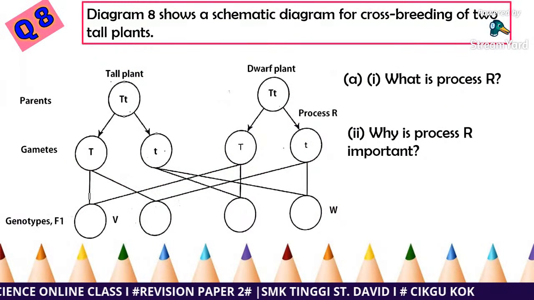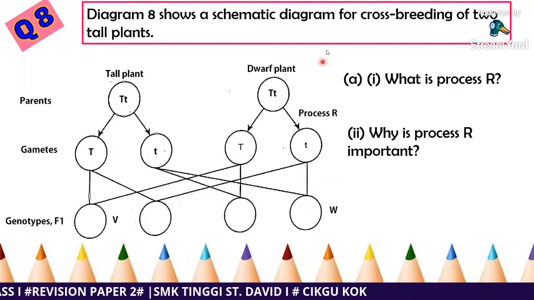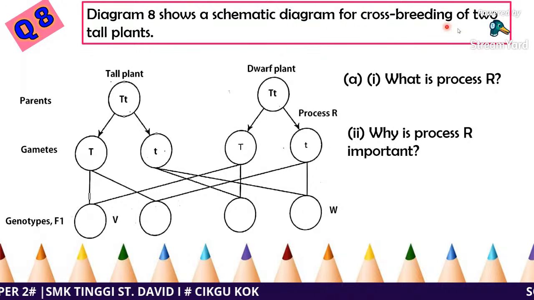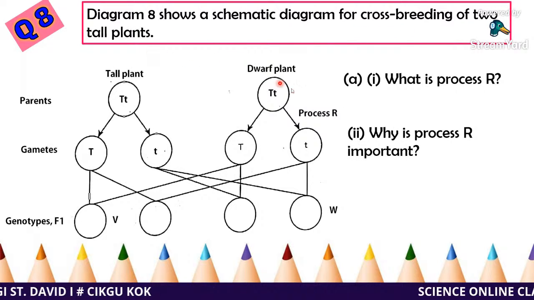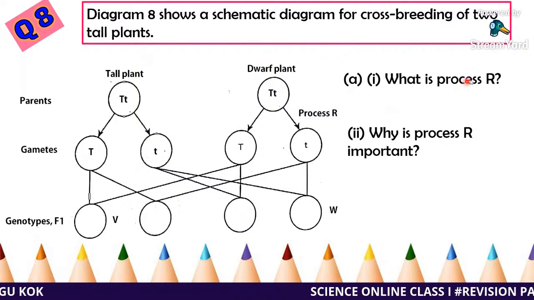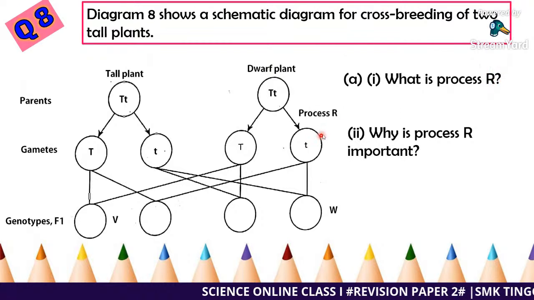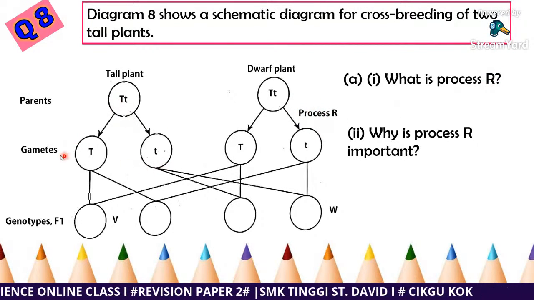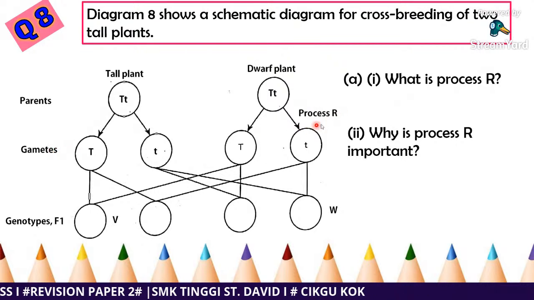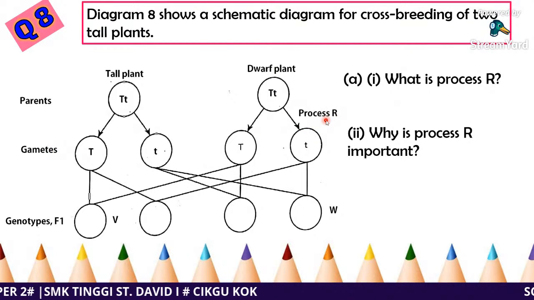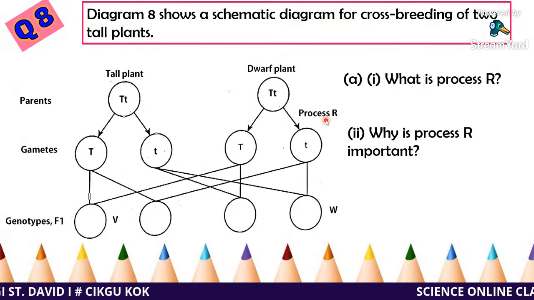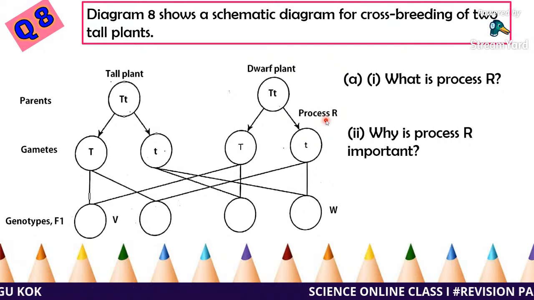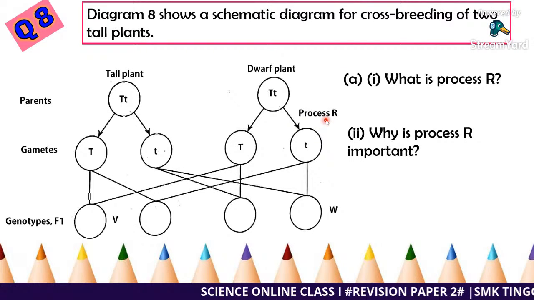Okay, number 8, ready. The diagram shows the schematic diagram for the crossbreeding of two tall plants. First one, what is process R? Okay, R is here. Can you see it spreads to become two gametes? So this R, what name do we call it? Anybody can answer? Process R.